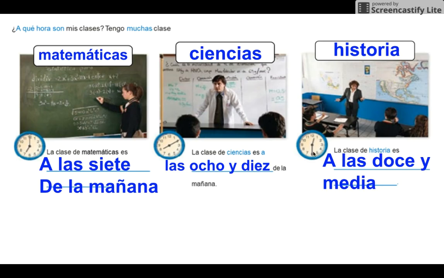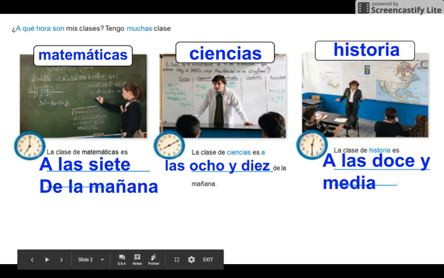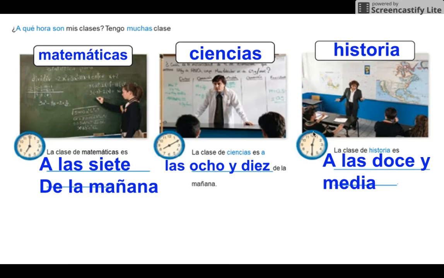This does not mean 30 like we would have thought. This means half because 30 is half of the minutes for an hour. There's 60 minutes, so 30 is half. That's how we do it in Spanish.